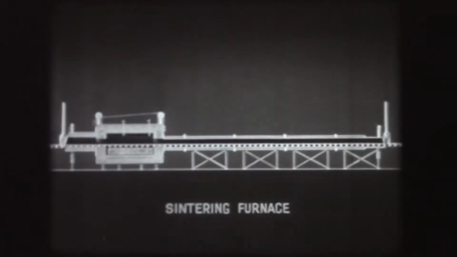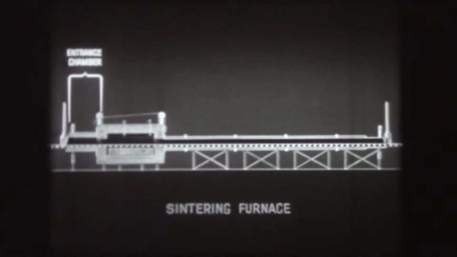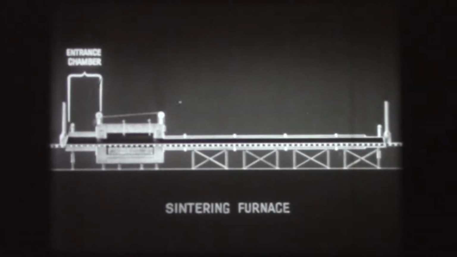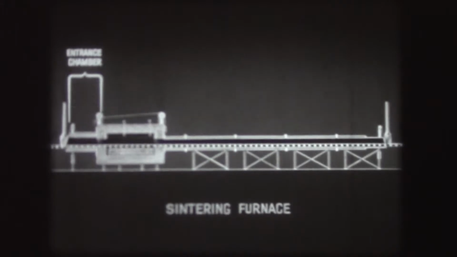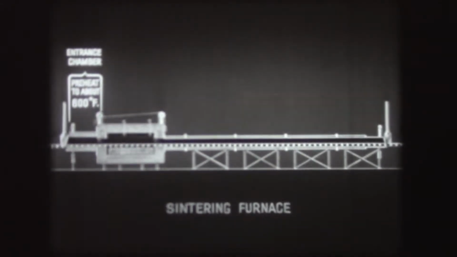Sintering is a heat treatment which takes place in this controlled atmosphere electric furnace. It completes the bonding action among the powder particles and creates the porous bearing structure. The furnace has 3 sections. This entrance chamber functions as a preheat chamber, where in this case, the briquettes heat to a temperature of about 600 degrees Fahrenheit.